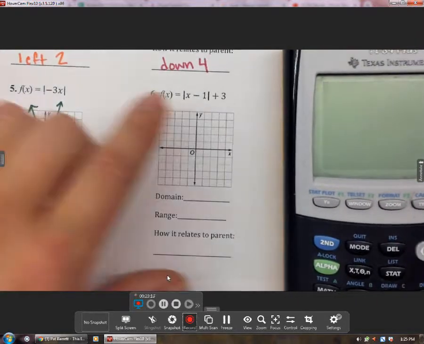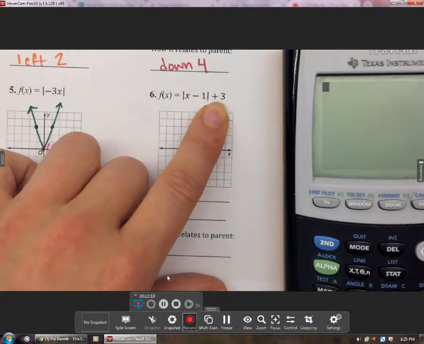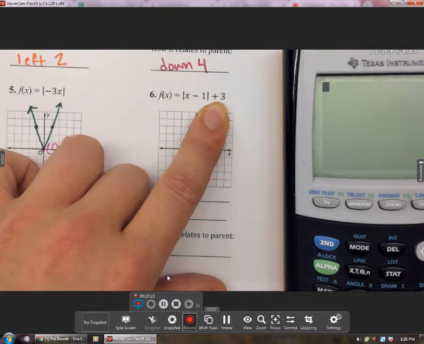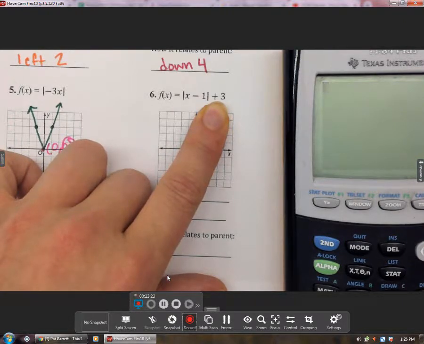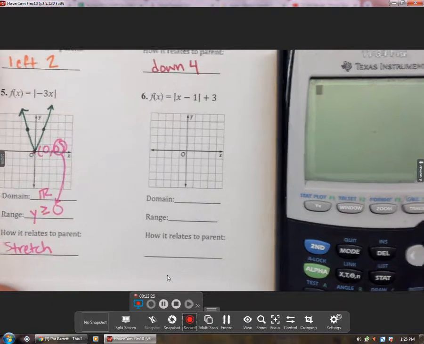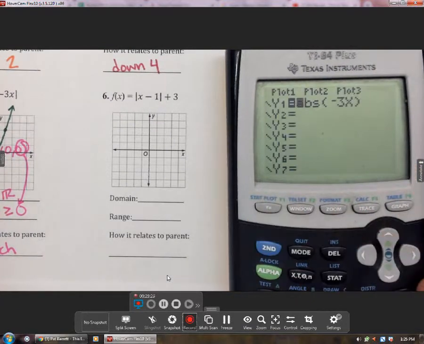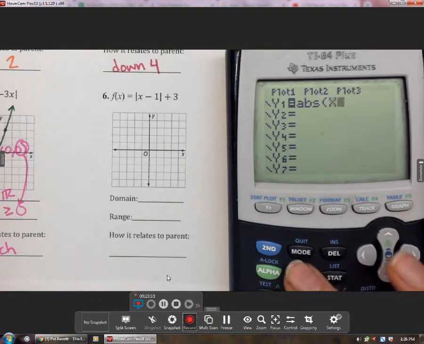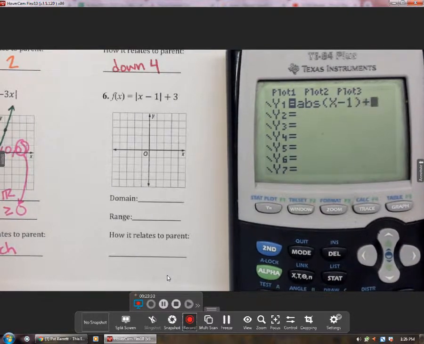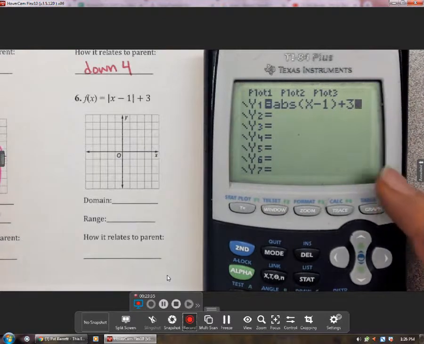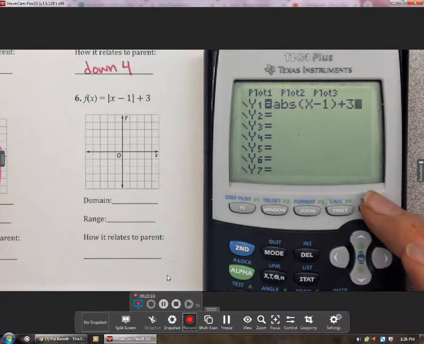Last one. This one has a -1 on the inside and a +3. I wish I could make you turn and talk to your partners to predict what would happen. There's 2 things that will happen this time. Think them in your head. Absolute value of x minus 1, plus 3. Let's graph it. I hope you're at least thinking 2 things right now. Is it going to move left or right or up or down?